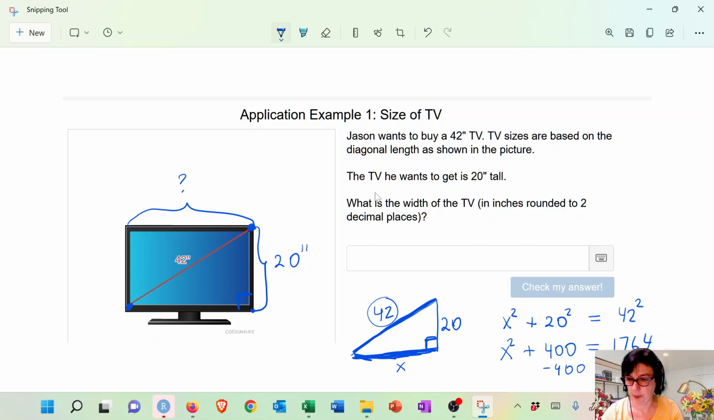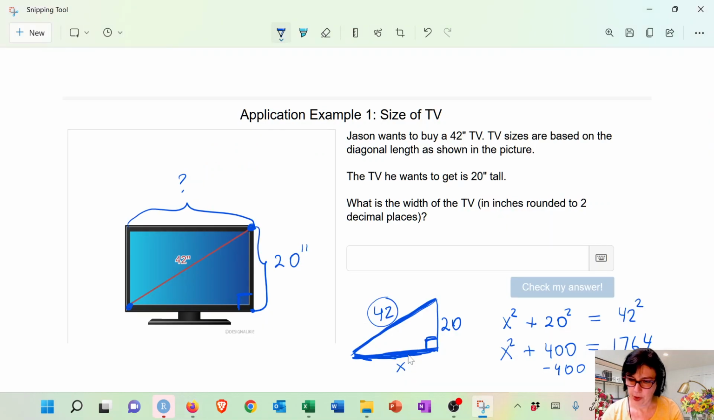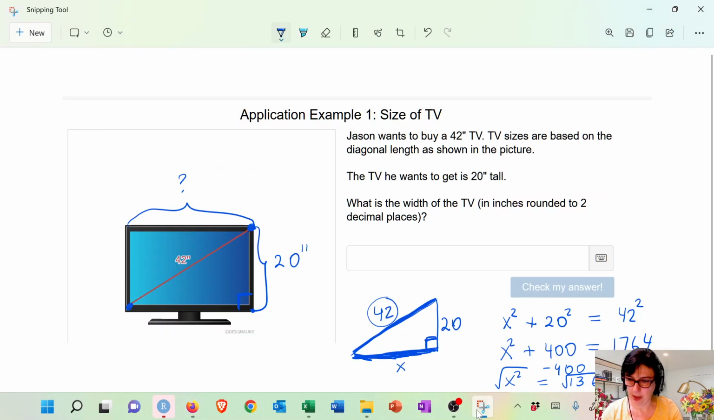So now let's subtract 400 from both sides. And then we're going to wind up with that, whatever that is, and then we'll take the square root. So we're going to subtract 400, we get 1364. So we found x squared equals 1364. Then we're going to take the square root for the final answer. So what is the square root of 1364? By the way, if you press second and then this little minus thingy, that's the previous answer, so you don't have to retype it. Just a little shortcut. So that's just 36.9. So that means that this other side, the width, is 36.9.